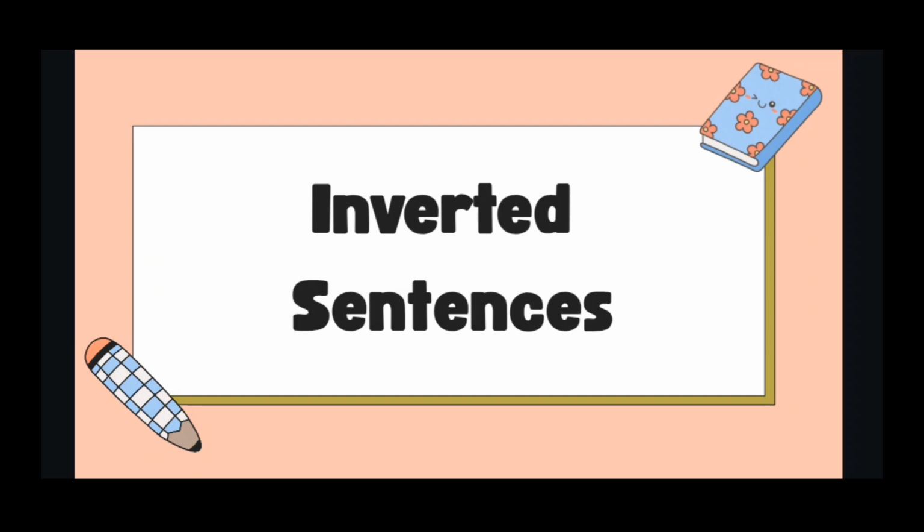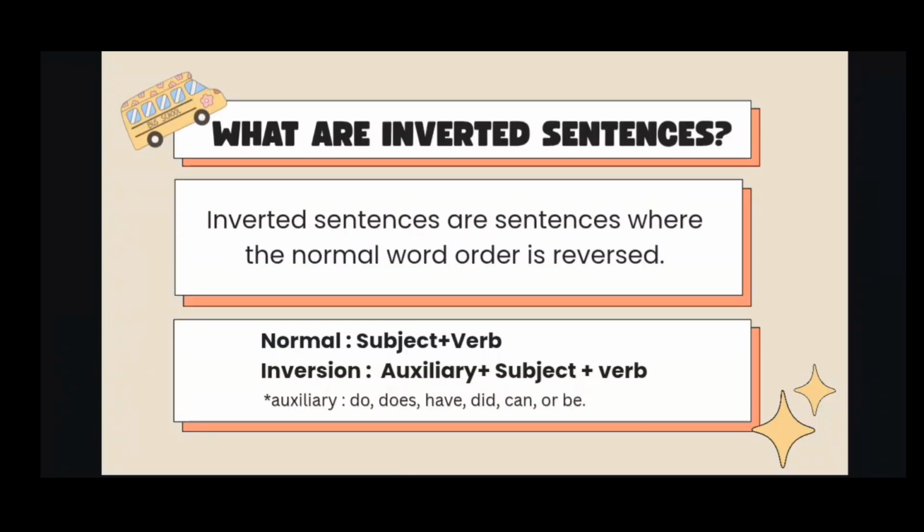What are inverted sentences? Does anyone know? Okay, I will tell you about what inverted sentences are. Inverted sentences are sentences where the normal word order is reversed. In normal sentences, we follow this pattern: subject plus verb. While in inversion sentences, we change it into auxiliary plus subject plus verb. Auxiliary words include do, does, have, did, can, or be.